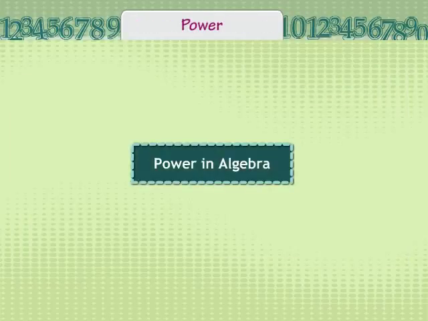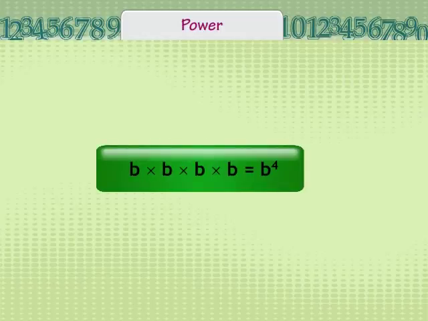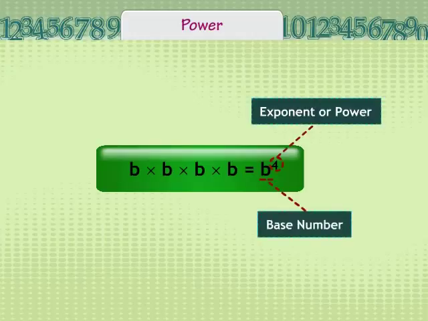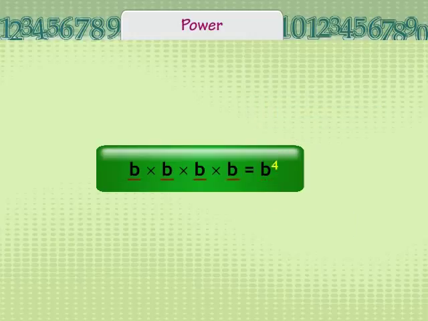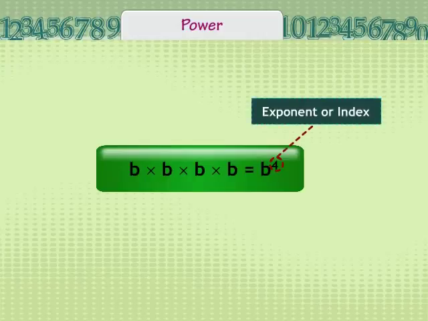Now let us understand about power in algebra. Suppose a variable is multiplied 4 times itself, that is b into b into b into b. Then we can write it as b to the power 4. Here b is called the base and 4 is called the exponent or power. Thus, the power of a number tells us how many times a variable is multiplied. Power is written as a small number to the right side and above the base number. Power is also called exponent or index.